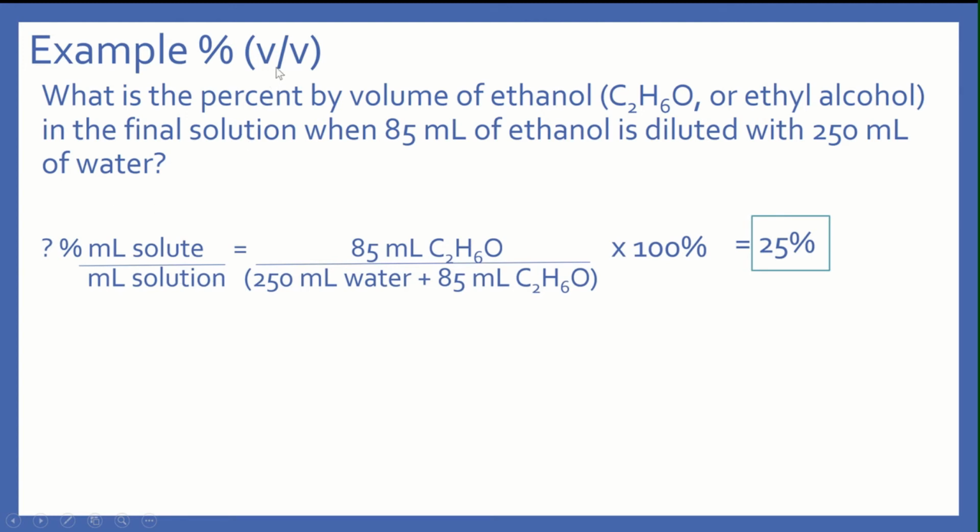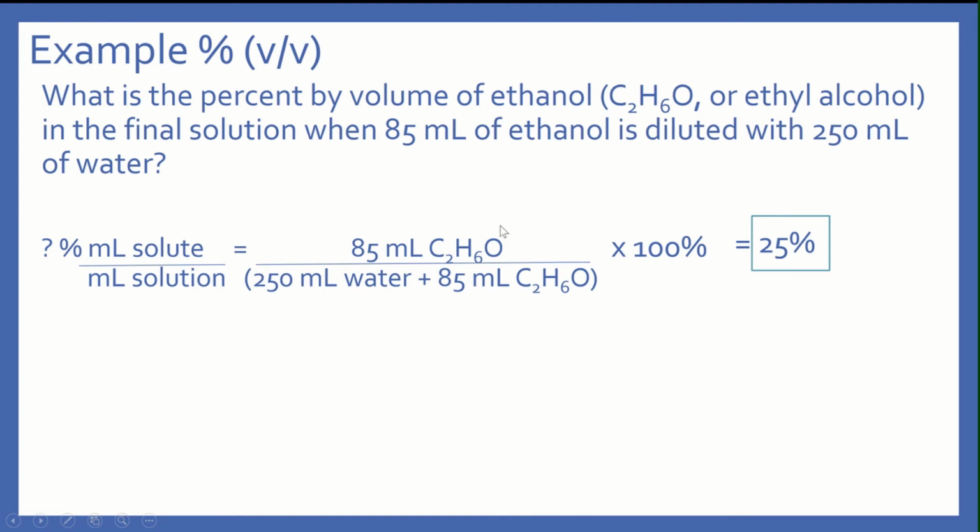Okay, again, I like to think about it. Volume to volume means milliliters of solute over milliliters of solution. I had 85 milliliters of ethanol. On the bottom here, notice I'm not just doing 250 milliliters of water. Water is just my solvent. My total solution is my solvent plus my solute. So I have to make sure that I add the two volumes together.